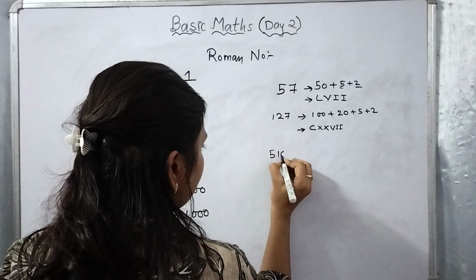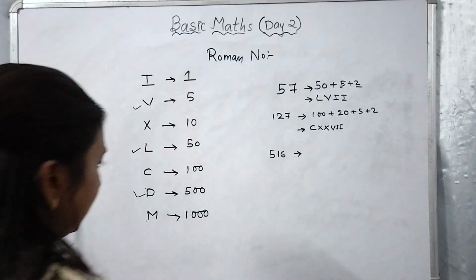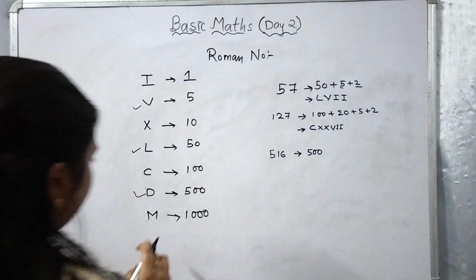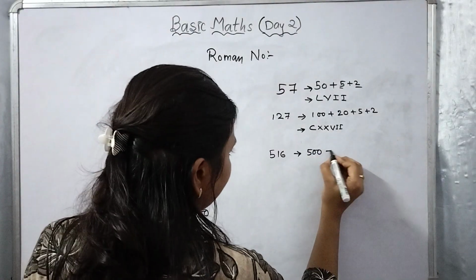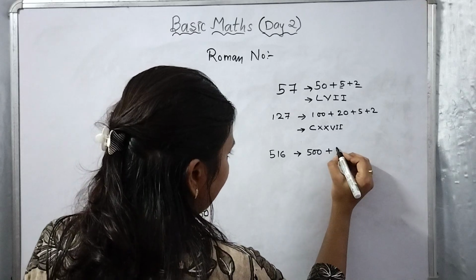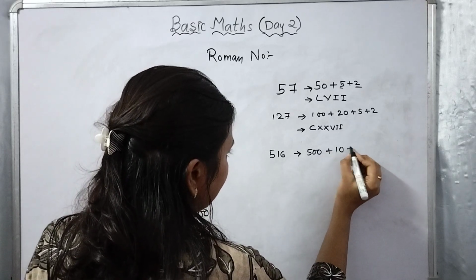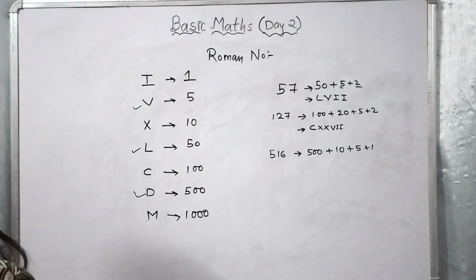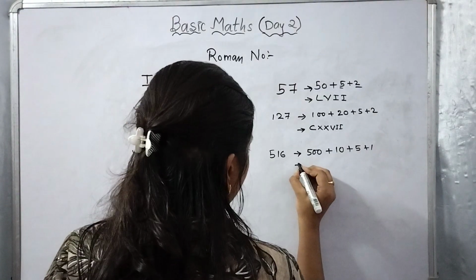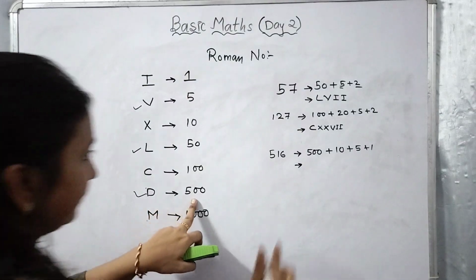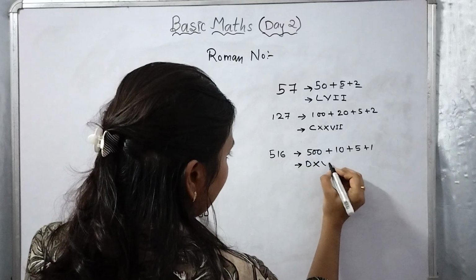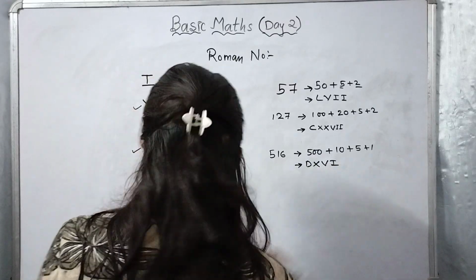Let's take one bigger number, 516. We can write it as 500 because we have a number for 500. Then we can write it for 10, then for 5, and then for 1. Fine. 516. So for 500 we have D. For 10 we have X. For 5 we have V, and for 1 we have I.